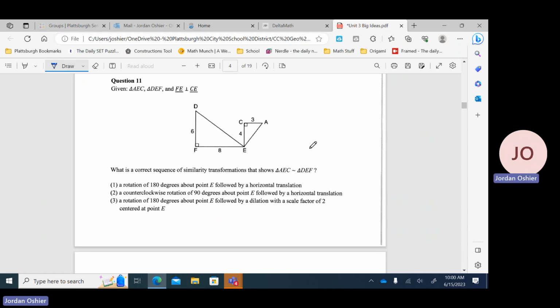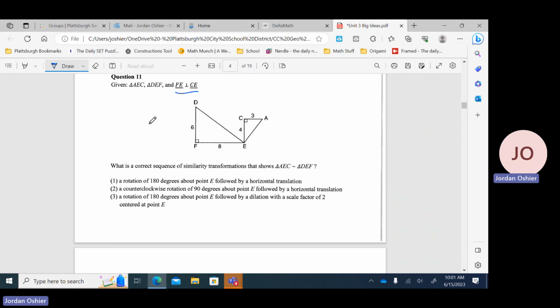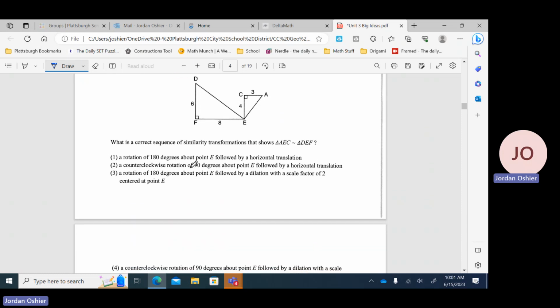In question 11, they give us that we have perpendicular lines, which were already labeled for us, the 2 triangles, and they want to know what would actually transform to show that they are similar. Remember that symbol right there means similar. So a rotation followed by a translation, no, because a dilation definitely occurred. Rotation followed by a translation, again, no, because a dilation occurred. So now we're choosing between 3 and 4 because they both have dilation.